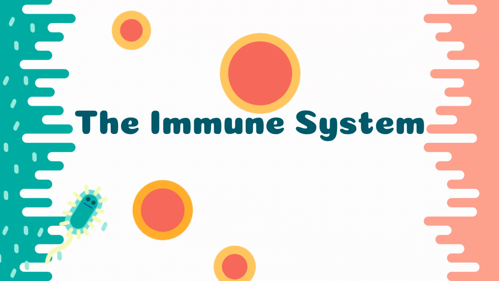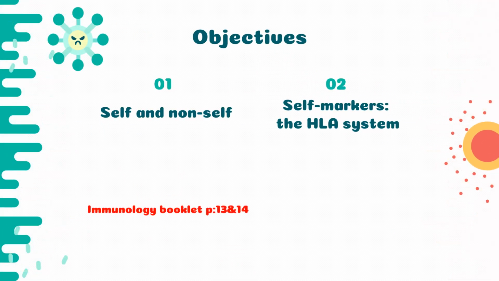In our previous video, we introduced the immune system, defining it as a complex network that includes specific organs, cells, and molecules produced by these cells and organs, and they are all working together to protect the whole body. In today's session, we will deepen our understanding by examining the concepts of self and non-self, as well as the role of self markers or the HLA system in identifying what belongs to our body and what does not. It's in your immunology booklet, pages 13 and 14.